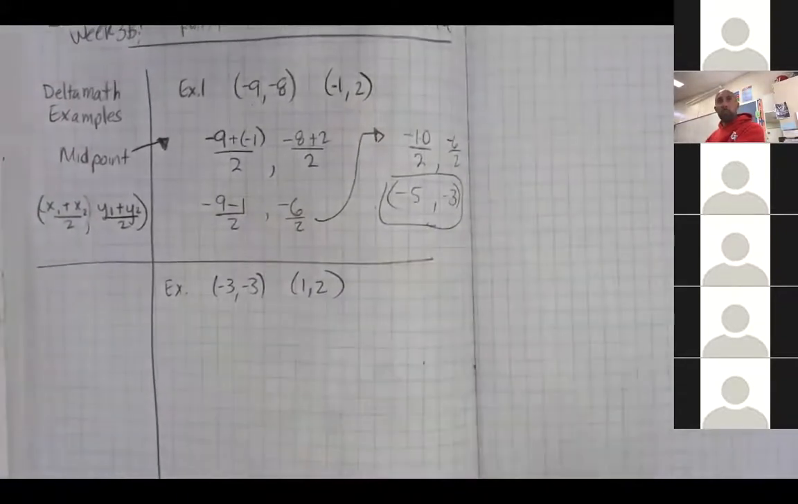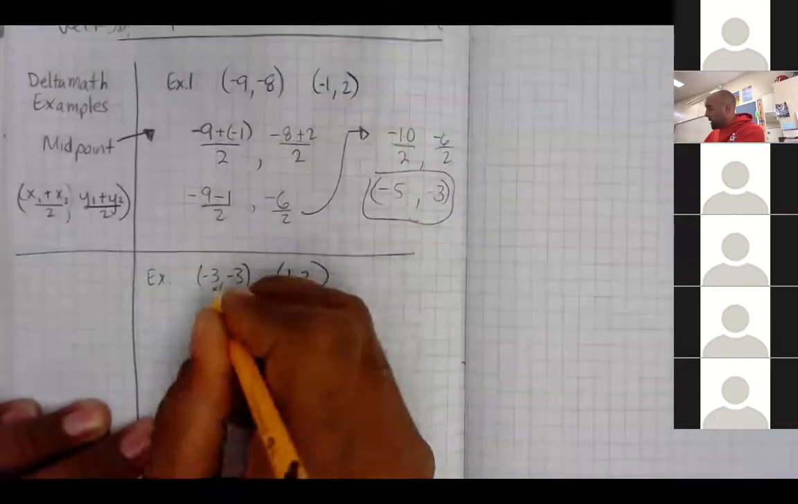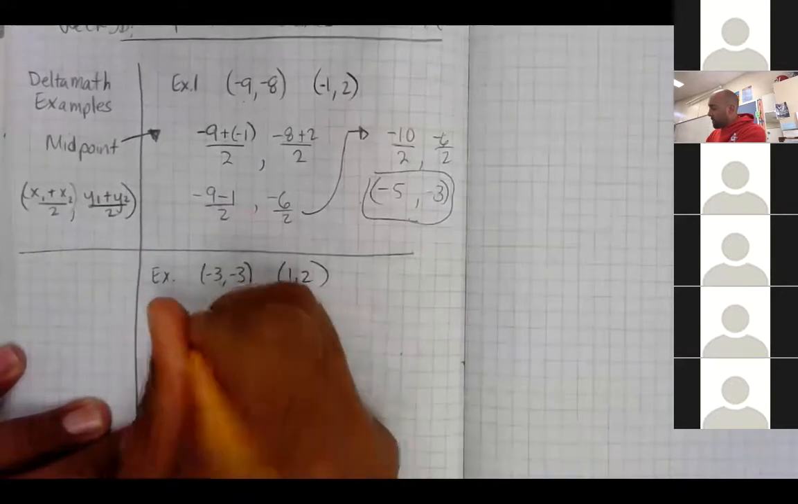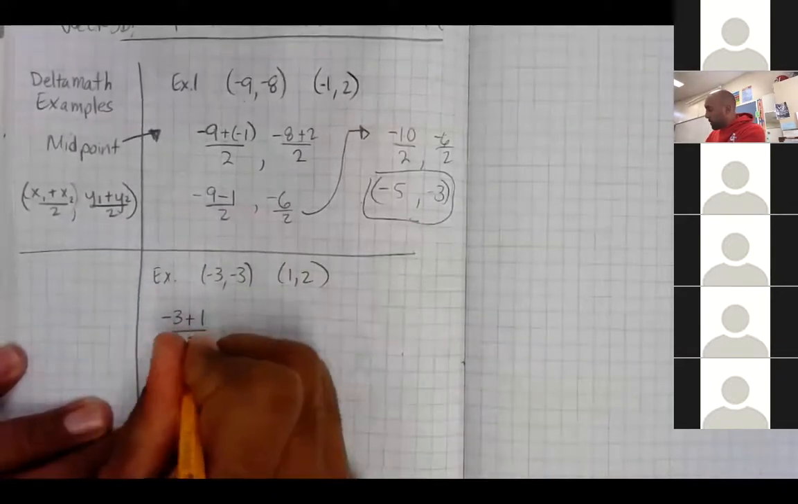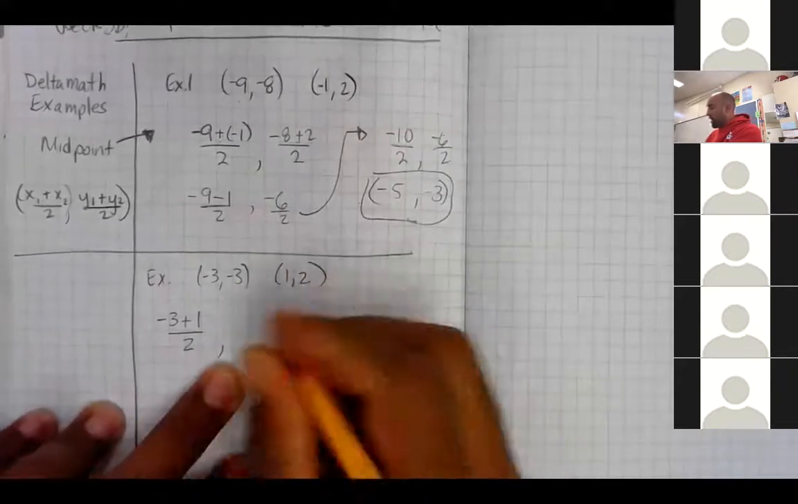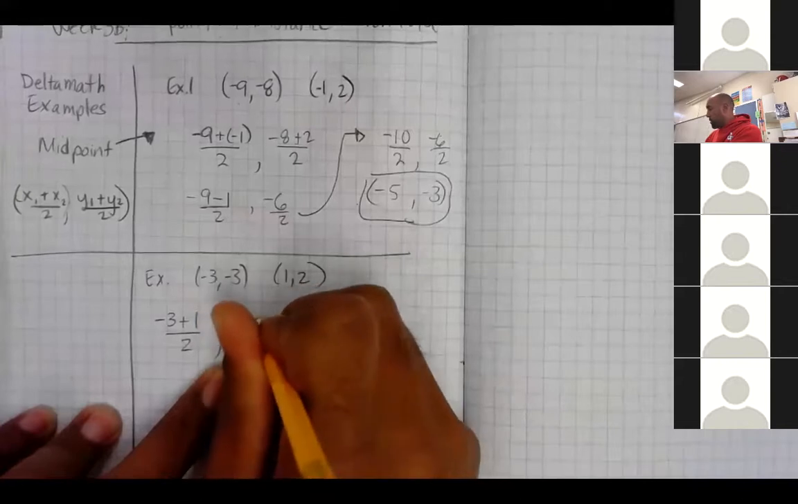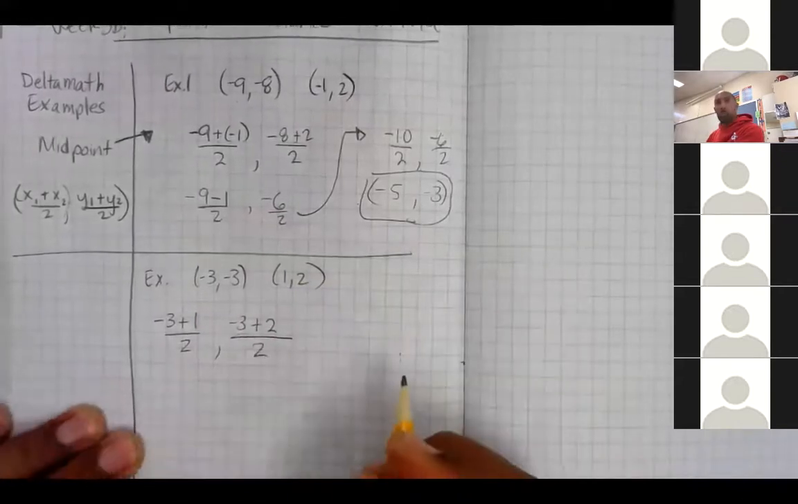Okay, same formula, set it the same way. So we've got -3 plus 1, x plus x. So your first x plus the second x, and then we'll divide that by 2. And then for the y, it's going to be -3 plus 2. And again, we'll divide by 2.